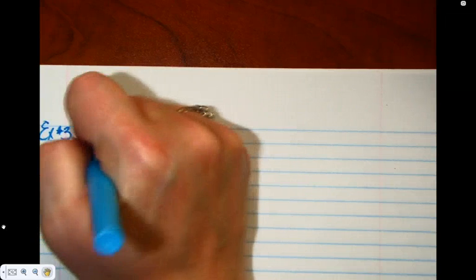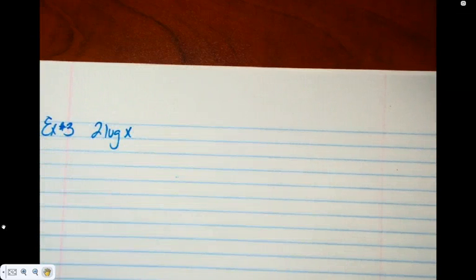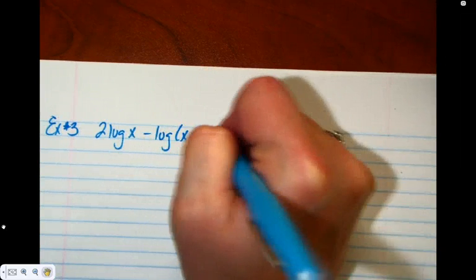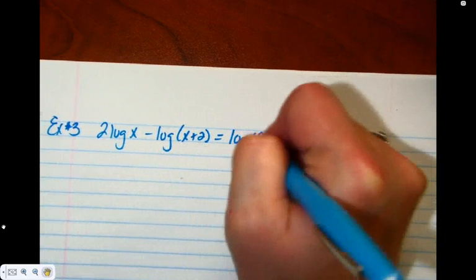Okay, let's look at one. Now we got to jump in at step number 1 for the next one. So we kind of eased in with those 2. Here's a full-out log question. 2 times log x minus log x plus 2 equals log 2x minus 3.